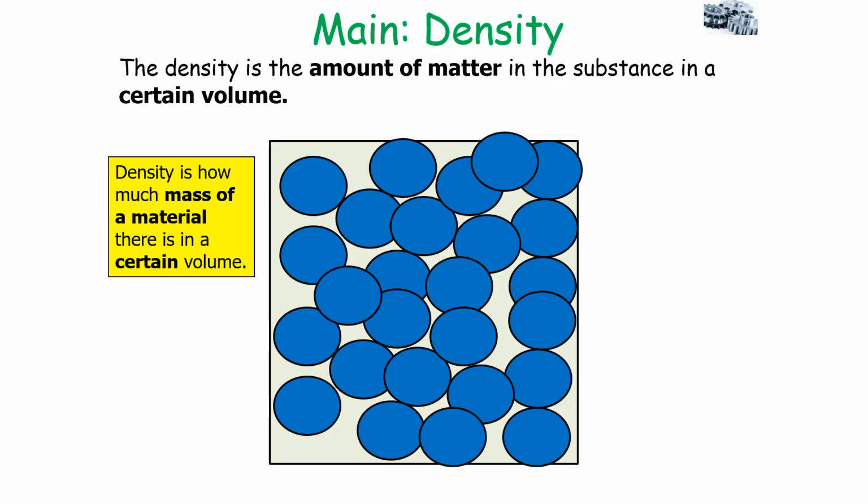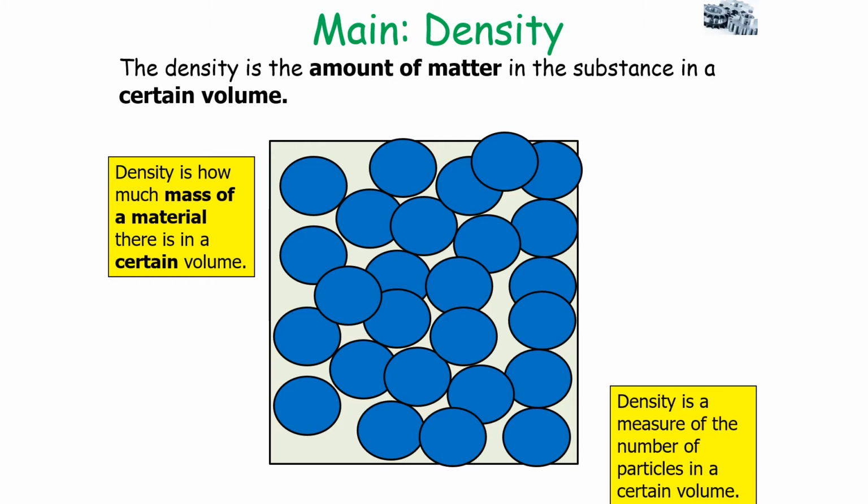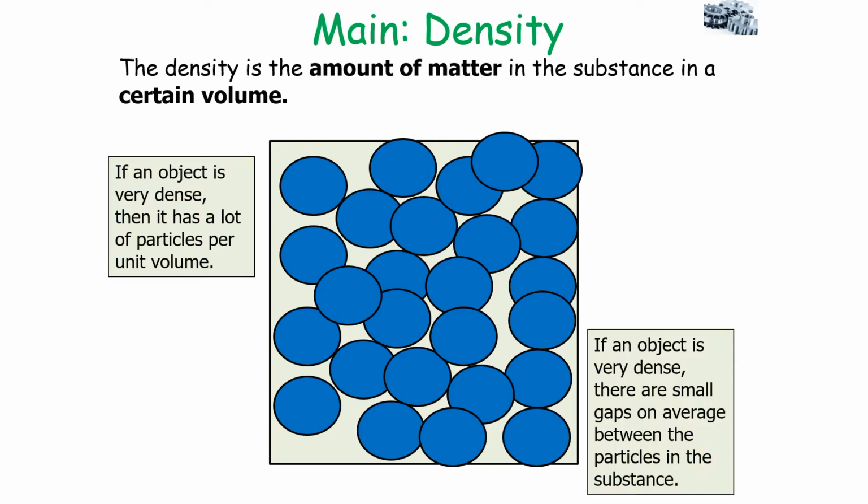So the first bulk property of a solid you've got to be aware of is the density of a material. Now density is the amount of matter in the substance in a certain volume. So density is a measure of how much mass of material there is in a certain volume. So you could describe density as a measure of the number of particles in a certain volume, or a measure of the space between the particles in a certain volume, or a measure of how spread out the particles are in a certain volume.